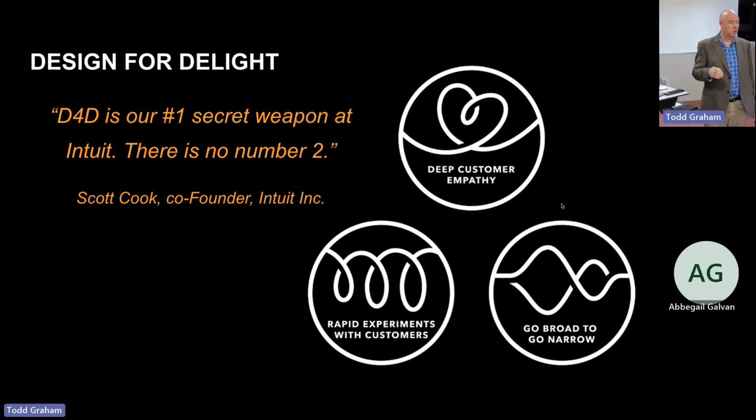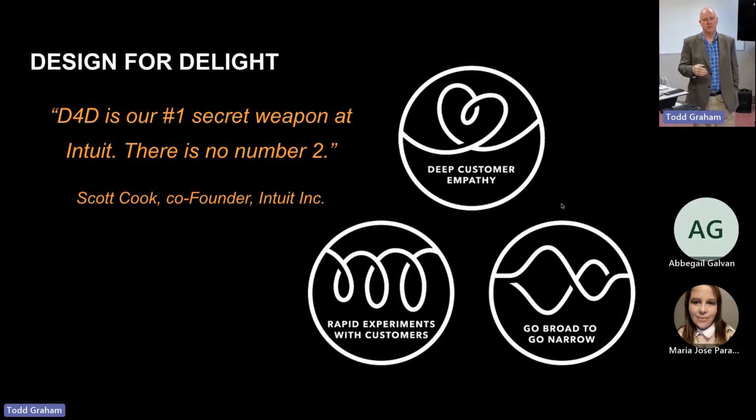And they've done a particularly good job of making the software easy to use, within the understanding that it still is accounting software. They've done that by systematically and continually addressing customers' pain points within that accounting space. So they've developed this process that they call Design for Delight. It's drawn from design thinking, but the three foundations of it are deep customer empathy, rapid experiments with customers, and going broad to go narrow. So I'm going to take a little time to introduce all of those.